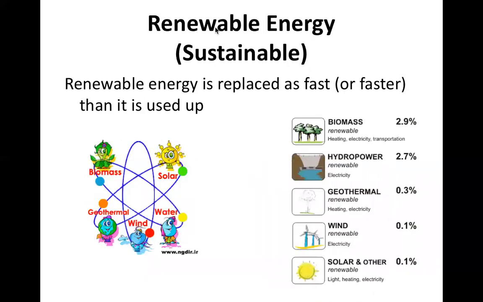As opposed to being renewable or sustainable, this might be a pro. Renewable energy is replaced as fast or faster than it is used up. So the sun, we're not going to run out of the source of energy from the sun, we likely won't in our lifetime. And there are other ways that the energy source is renewed, or it doesn't run out. So non-renewable versus renewable sometimes gets confused with being really green in other ways.